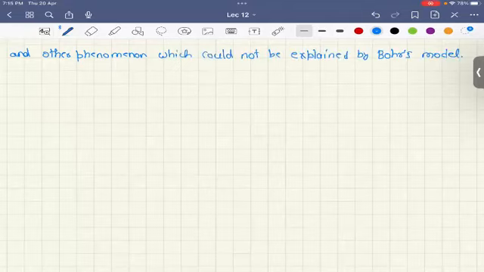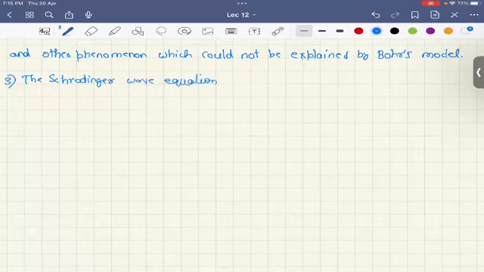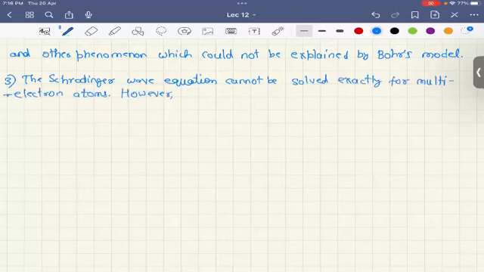So the third point of this expression is the Schrodinger wave equation cannot be solved exactly for multi-electron systems, right? However, approximate methods can be used to get the solution of reasonable accuracy, right? So these are the advantages of Schrodinger wave equation. So the third point, let us write down. Schrodinger wave equation cannot be solved exactly for multi-electron atoms. However, approximate methods can be used to get the solution.